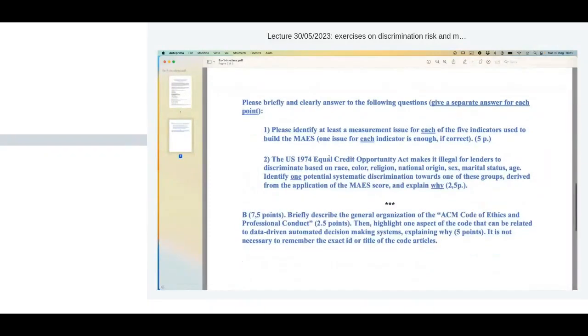Then the second question is on discrimination risk, because the Equal Credit Opportunity Act of 1974 makes it illegal for lenders to discriminate based on race, color, religion, national origin, sex, marital status, and age. So I ask you to identify only one potential systematic discrimination towards one of these groups, explaining why.